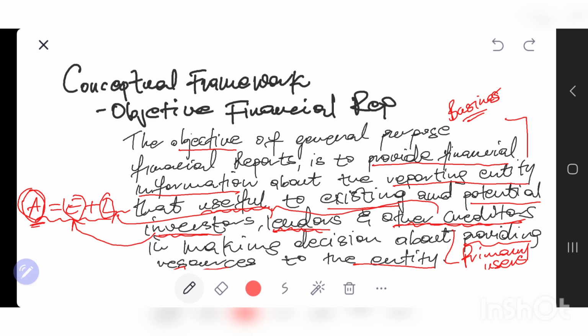So this is why we are doing accounting, guys. We are doing accounting to provide information that is useful about the reporting entity, which is the business that you are preparing our financial statements for.